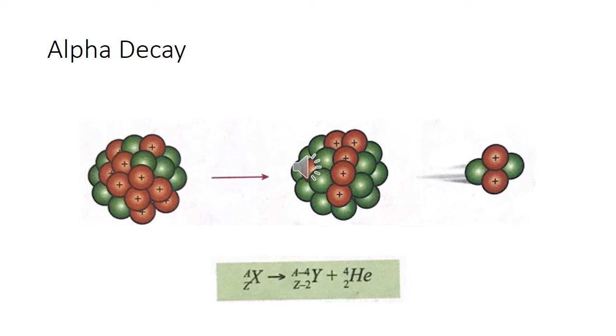As you can see, our left-hand side and our right-hand side must be balanced. If at the left-hand side we have A, at the right-hand side we also need to have a sum of A. So A minus 4 plus 4 will give you A again. And also Z. Z at the left side, and then at the right side, Z minus 2 plus 2 also will give you Z. See, it needs to be balanced.